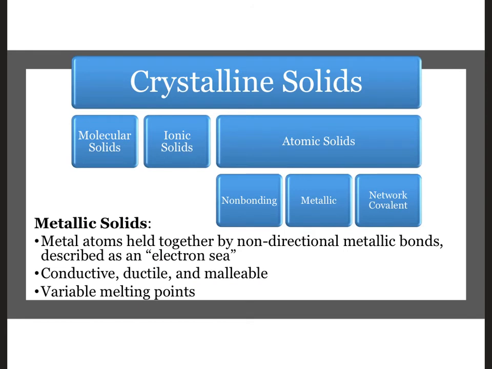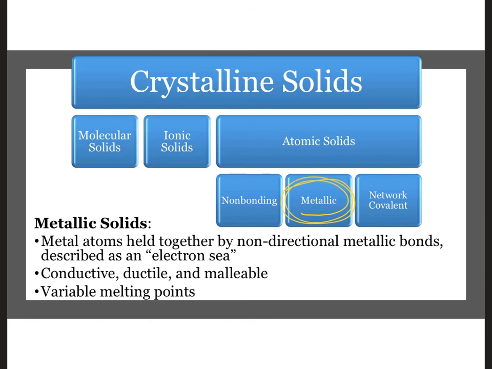Our next category of atomic solids are made up entirely of metal atoms. Metals are unique in that they possess non-directional metallic bonds, which means that you can think of the metal nuclei as being surrounded by a sea of electrons shared between them. This leads to the unique properties found in metals, including their ability to conduct heat and electricity, to be drawn into thin wires, ductile, and to be hammered into sheets, malleable.